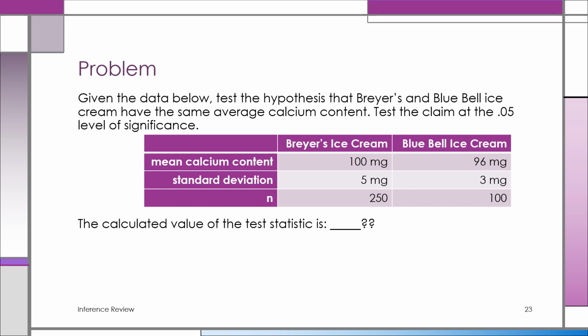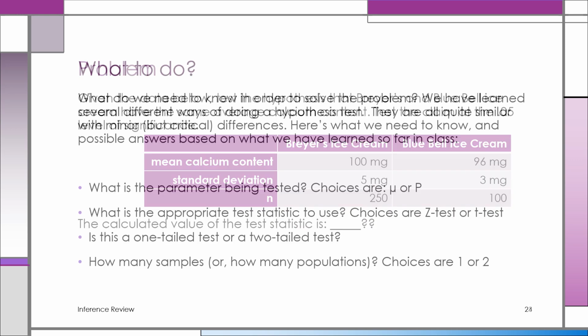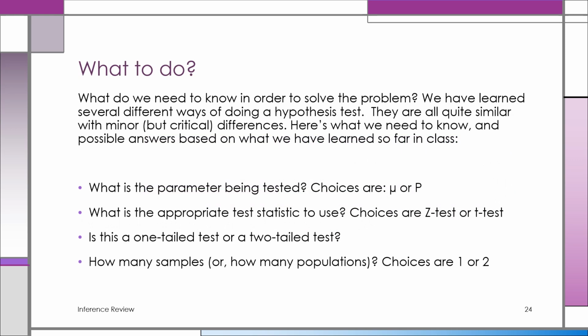Okay. Well, you've seen this a million times already. What parameter is being tested? Mu or P. What's the test statistic? Z or T. One-tail or two-tail test, and how many samples?